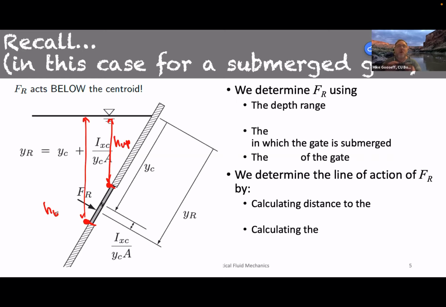However, we use those pressures and say, all right, what's their distribution across the shape? How do I add that up and figure out a force? So the magnitude of FR is pretty straightforward. So this depth range, we determine FR using the depth range of interest, which might be defined by the depth range of the gate in this case. We also use the specific weight of the fluid.